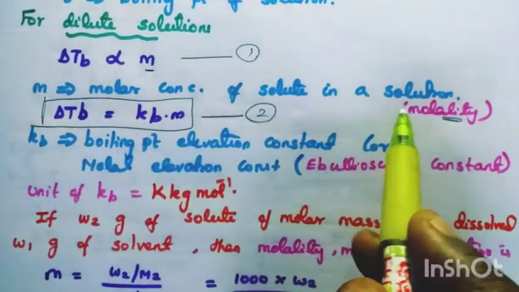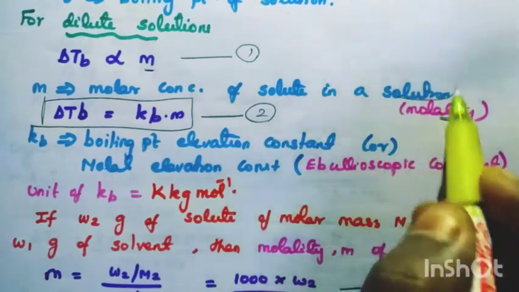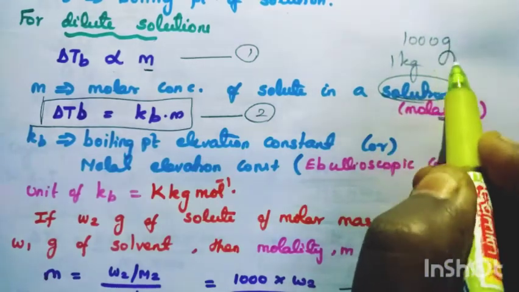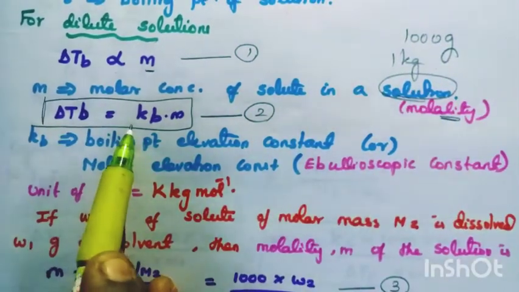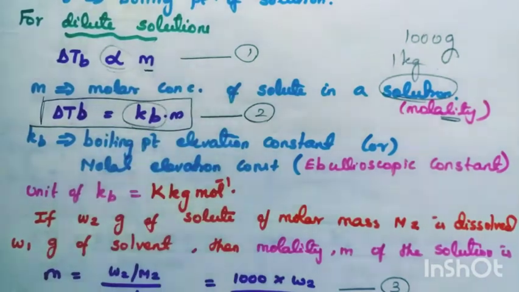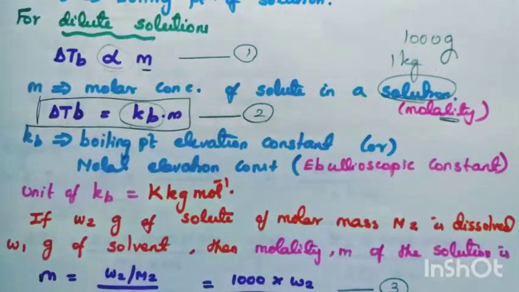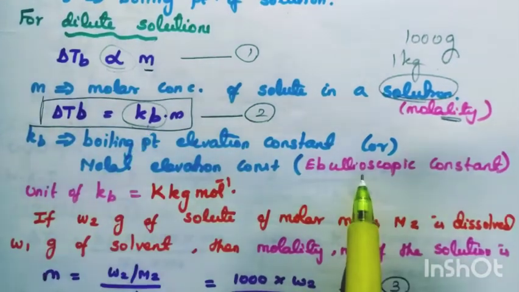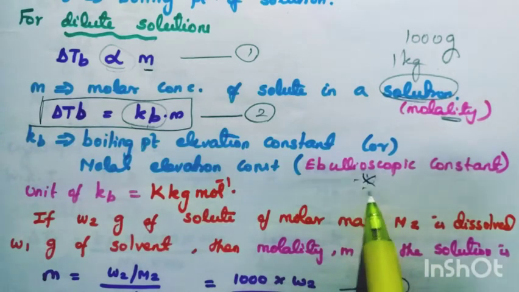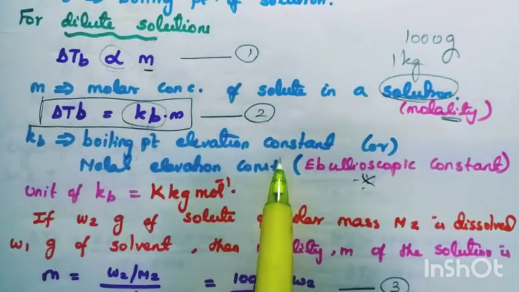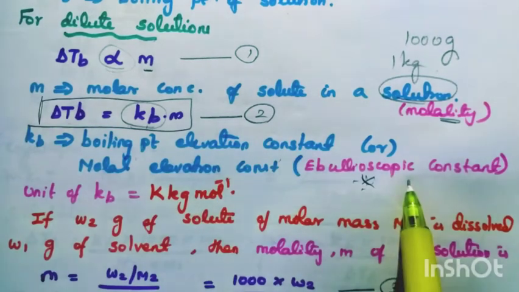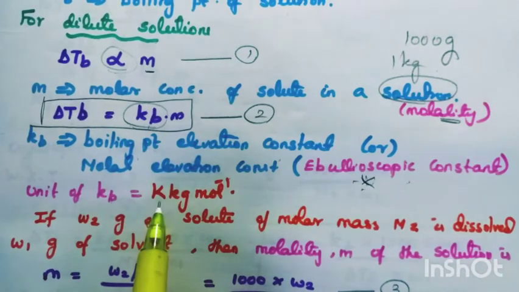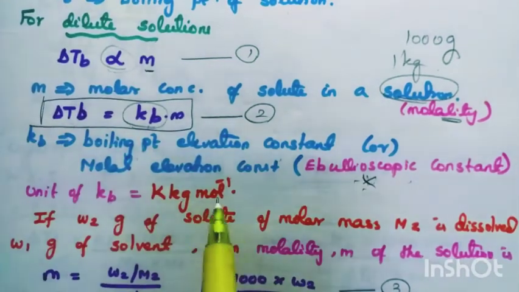Molality is the molar concentration of solute in a solution per 1 kilogram, that is 1000 gram, of solvent. Now, to remove the proportionality, you have to introduce a constant. So delta Tb is equal to Kb into m, where Kb is called the ebullioscopic constant, also the boiling point elevation constant or molal elevation constant. The unit of Kb is Kelvin kilogram per mole.